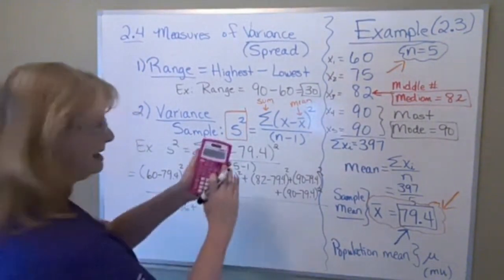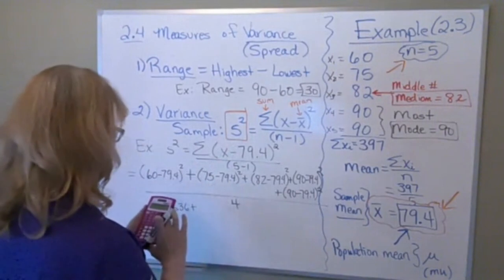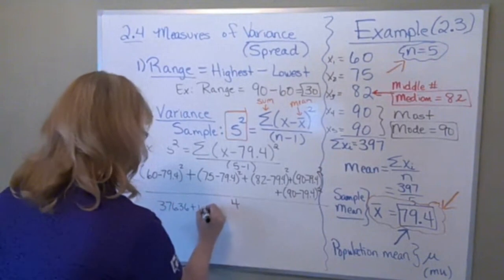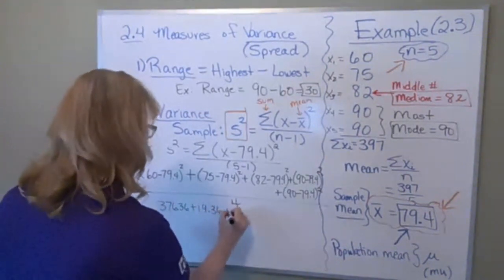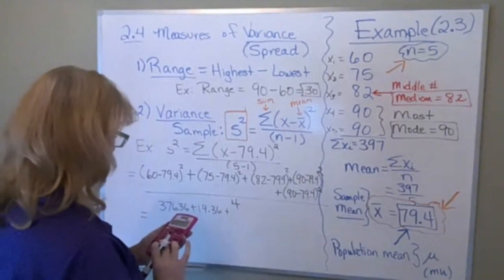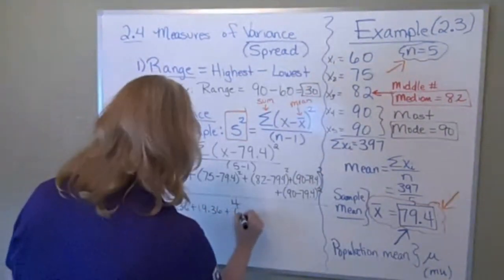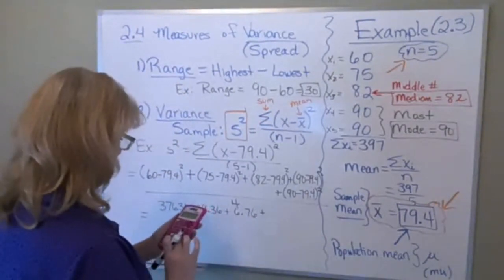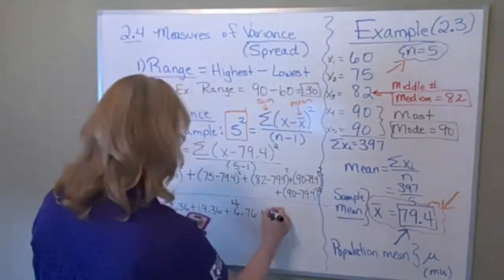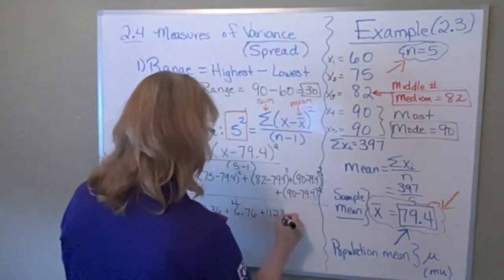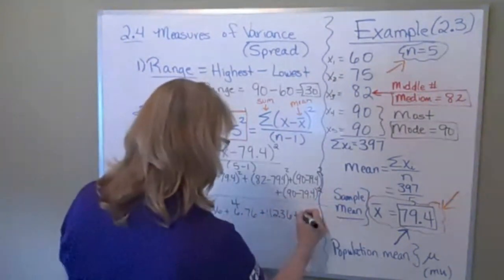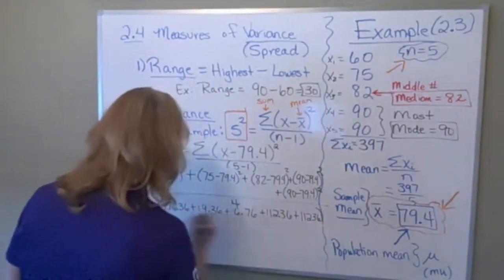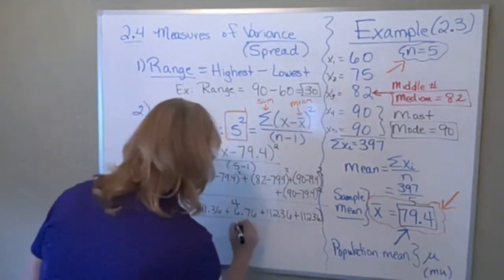Plus, now I'm going to go up with my calculator. I can go up and just change the 60 to a 75. That makes it a little bit faster. And then hit equals. And then I'm going to change the 75 to an 82 and hit equals. And I'm going to change the 82 to a 90 and hit equals. And then that last one's going to be the same because it's another 90. And then all of that is going to be divided by 4.